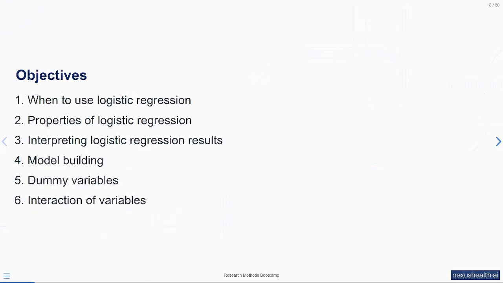When do we use logistic regression? What properties do we find in logistic regression? How do we interpret the results? How do we build a model? What are dummy variables? And when we say interaction of variables, what do we mean? So these are the objectives that we seek to achieve in this lecture.